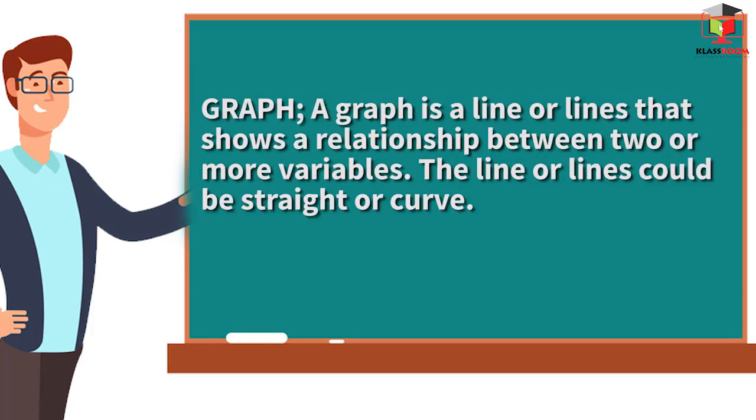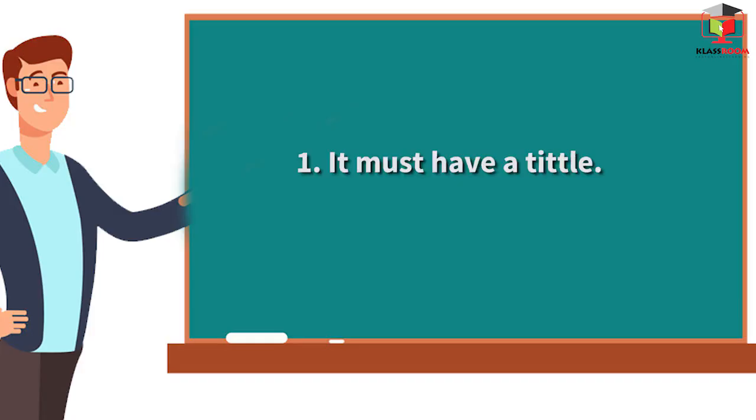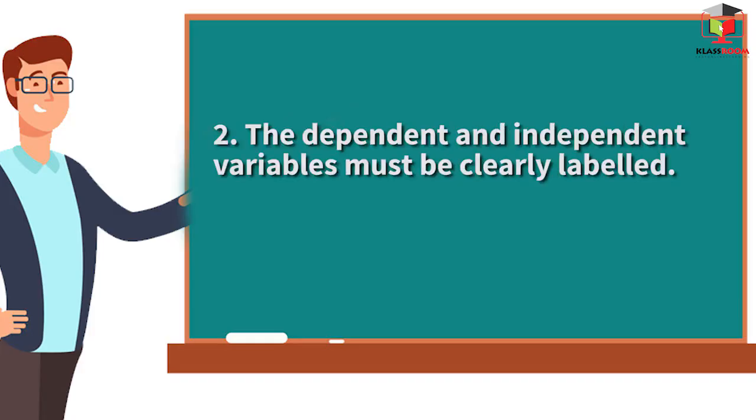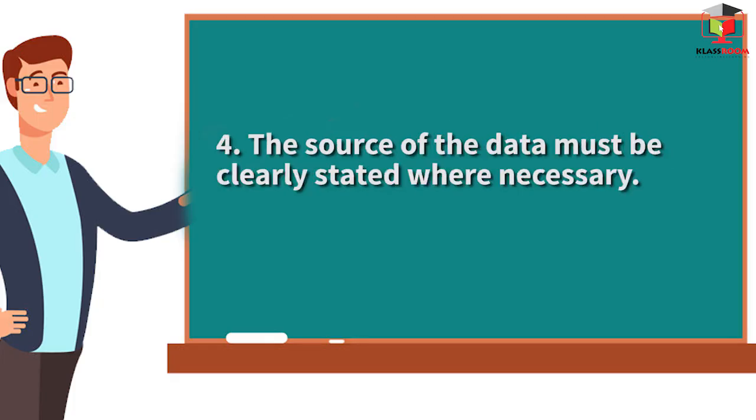Graph. A graph is a line or lines that show the relationship between 2 or more variables. The line or lines could be straight or curved. Characteristics of a graph. 1. It must have a title. 2. The dependent and independent variables must be clearly labeled. 3. The scales of the horizontal and vertical axes must be clearly stated. 4. The source of the data must be indicated where necessary.